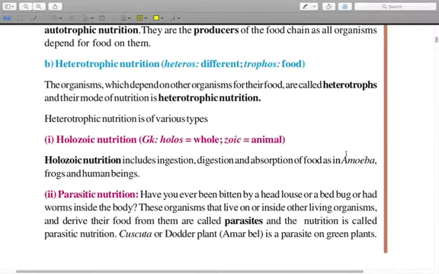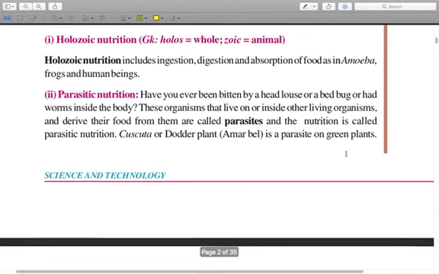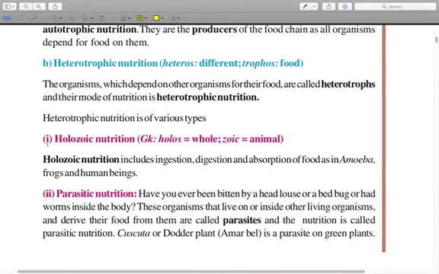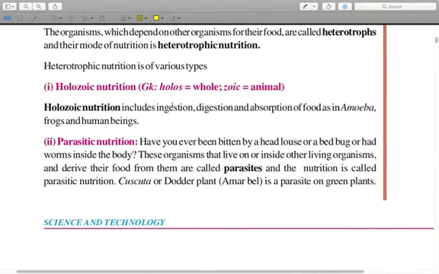Okay, so heterotrophic nutrition is of various types. There are three types. First one is holozoic nutrition. In Greek, holos means whole, that is complete. Zoic means animal. So it includes ingestion, digestion, and absorption of food, as in amoeba, frogs, and human beings. What we do, we eat that. That is ingestion. Then digestion happens in our stomach. Then absorption: after digestion, the nutrients are absorbed in our body. So this is what is called holozoic nutrition. Basically, we take that, we digest that, and we absorb the nutrients.